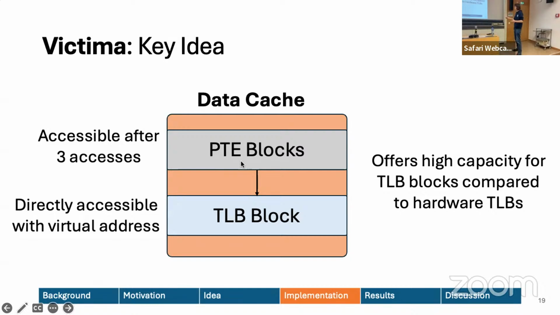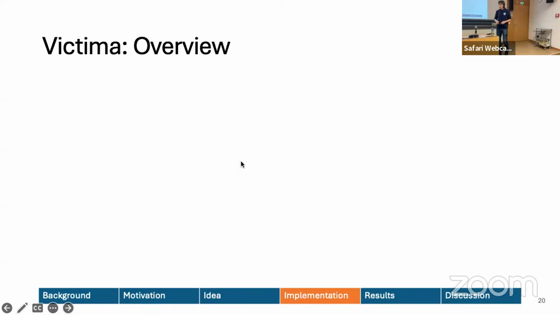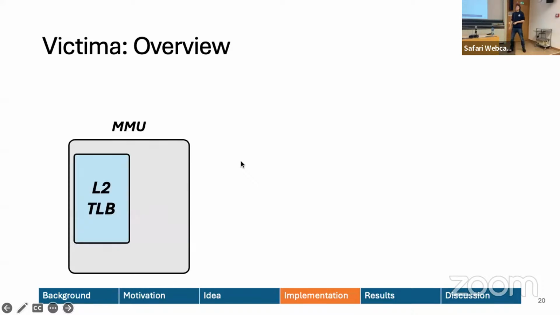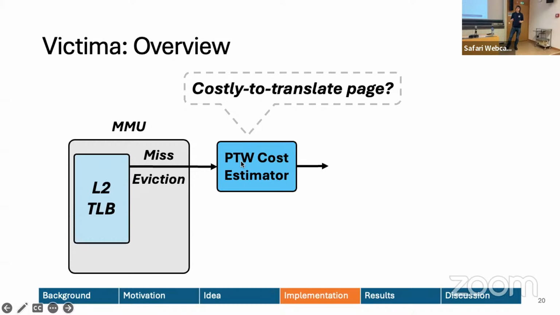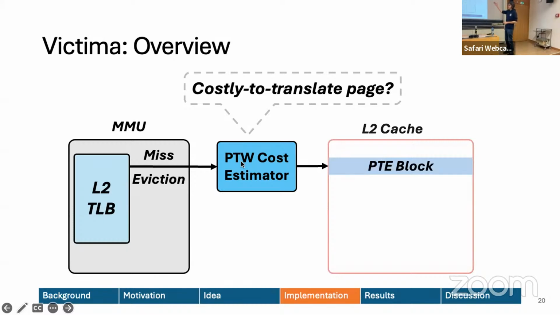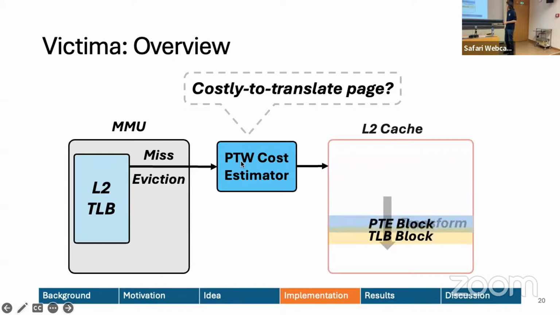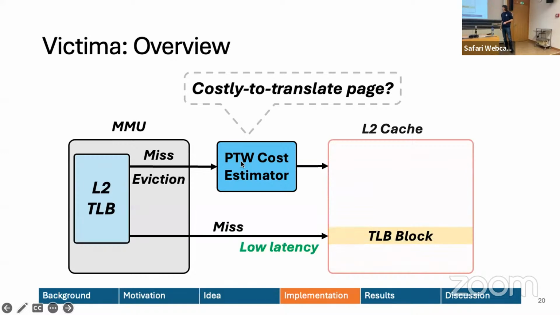Okay, typical cache behavior. Let's start with an overview of how that is actually implemented, because it's not as simple as it seems. We take the existing MMU, we have the L2 TLBs, those things don't change. But on a miss or an eviction, we employ a new component, the PTW cost estimator, which then decides: is this a costly-to-translate page? If it is, we take a PTE block that is not used and transform it into a TLB block, and now we're very happy. Because if we have a miss now, we have a very low access latency and we know the address very quickly.